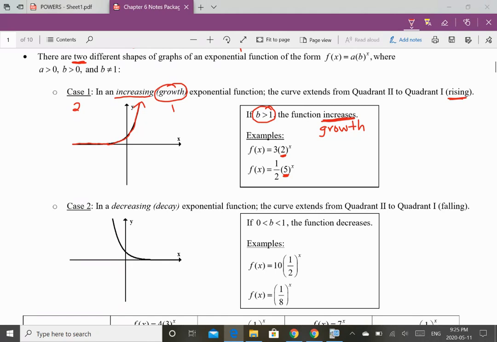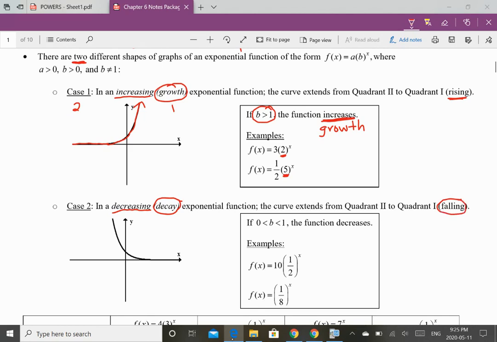Our second case is a decreasing function, or what we call exponential decay. When we have exponential decay, the curve does the opposite of what it did in case 1. It still extends from quadrant 2 to quadrant 1, but this time the graph is falling.